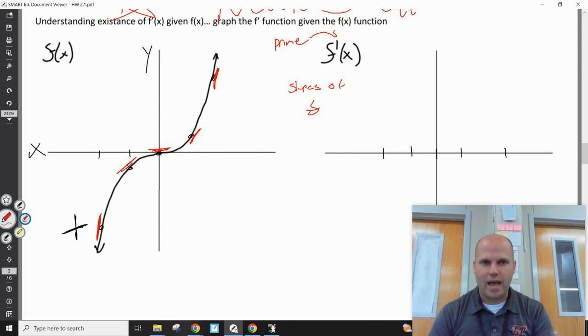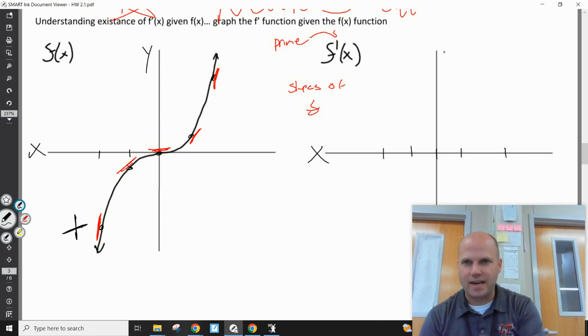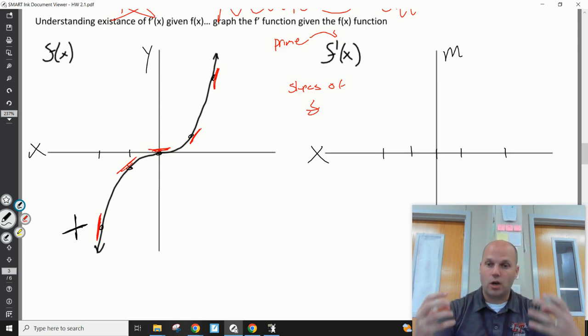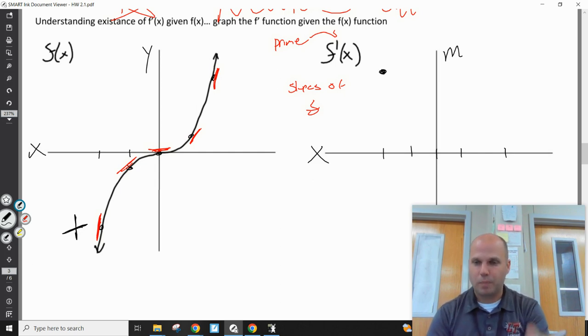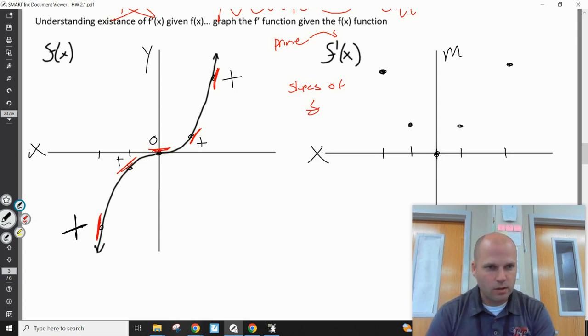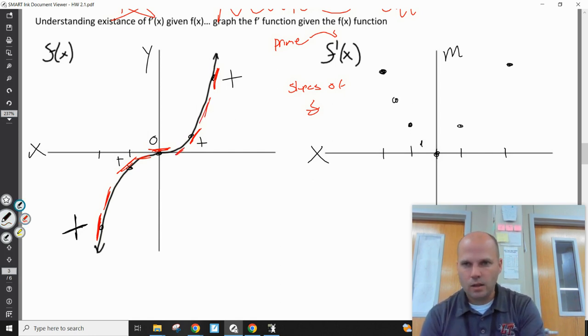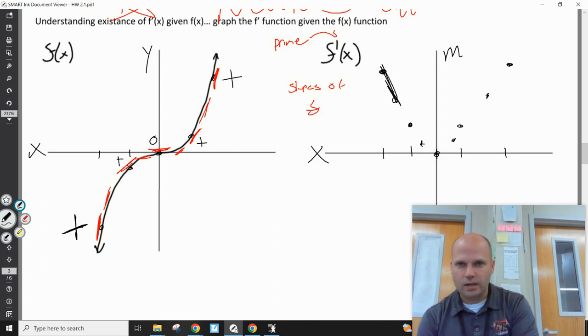Now, here's what we have on this f prime graph. We don't have an x-axis and a y-axis. We have an x-axis and an m-axis. F prime's values are slopes. So if I said that we have a very, very large positive slope at negative 2, I'm going to graph a very large positive slope value. This is a smaller positive, so I will graph at negative 1 a smaller positive slope value. This is a 0. This is a small positive. This is a large positive, small positive, large positive. And if we kept going, putting more and more slopes down, we would see that everything would fall nicely, creating a graph.